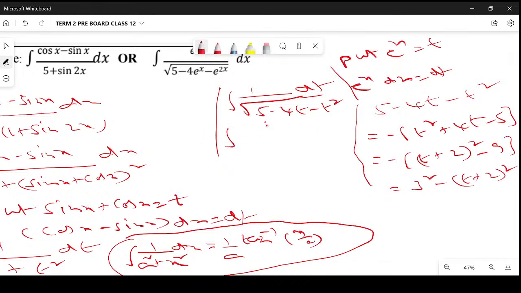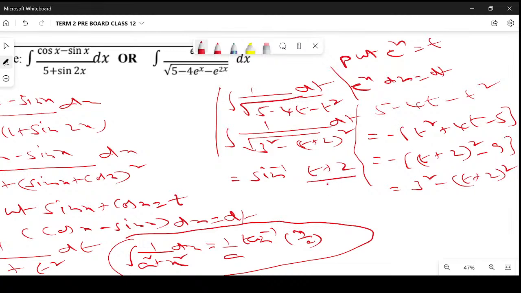Then I can write the problem as 1 by root of 3 square minus t plus 2 whole square dt. We know the formula: integral 1 by root of a square minus x square is sine inverse of x by a plus c. This will be sine inverse of x, meaning t plus 2, by 3 plus c. That will be your answer. This is the right side substitution.